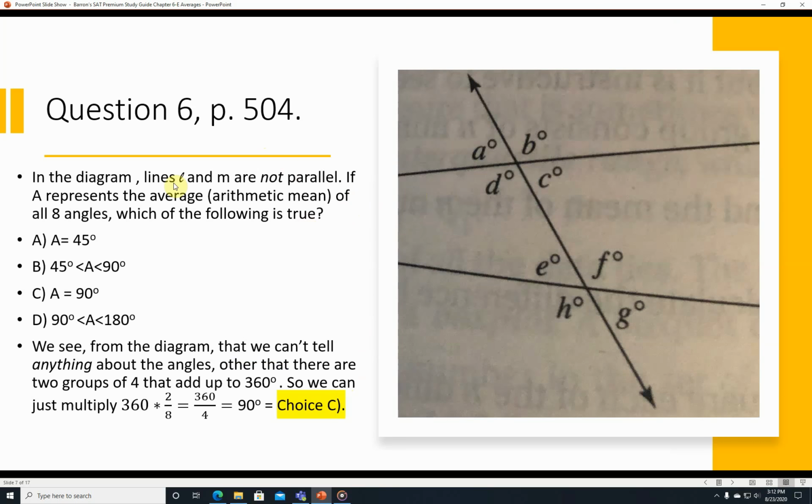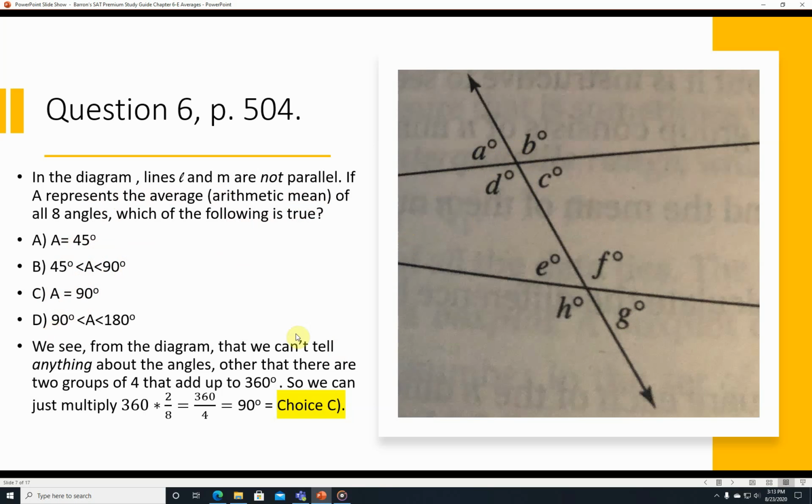Question 6, page 504. In the diagram here, lines L and M are not parallel. So one of these is L, one of these is M. Sorry, kind of got cut off when I took the picture out of the book. But anyway, if A represents the average or arithmetic mean of all 8 angles, A, B, C, D, E, F, G, H, which of the following is true? A equals 45? We don't know. A is greater than 45 but less than 90? Probably not. A is equal to 90, or A is between 90 and 180.